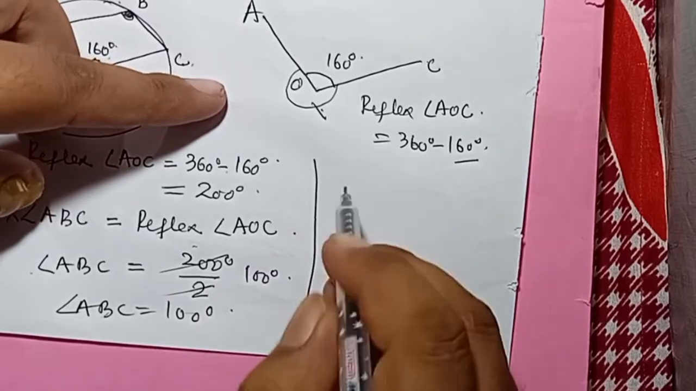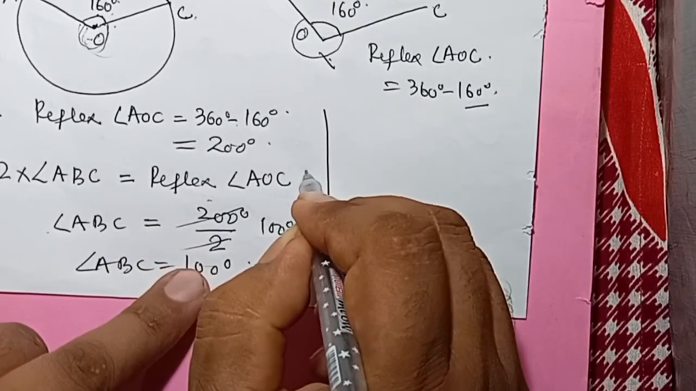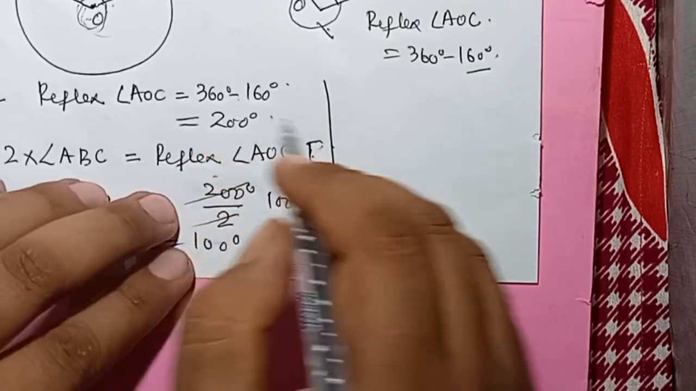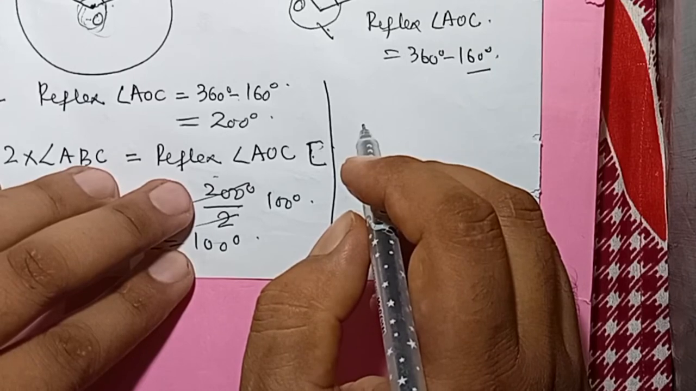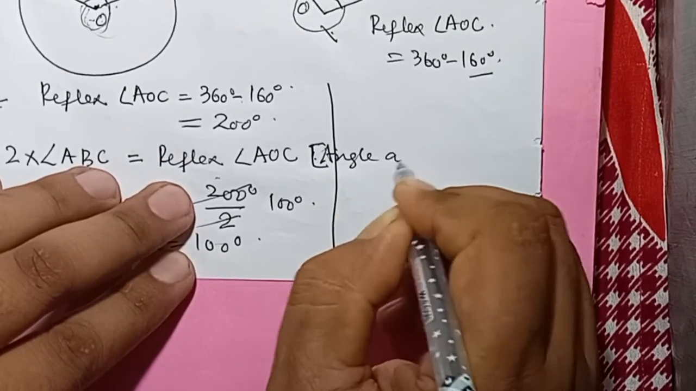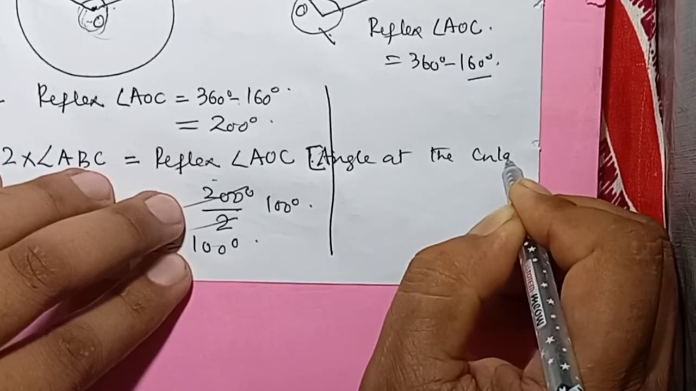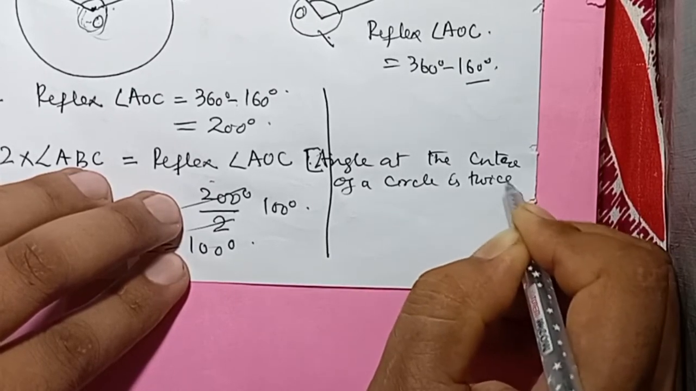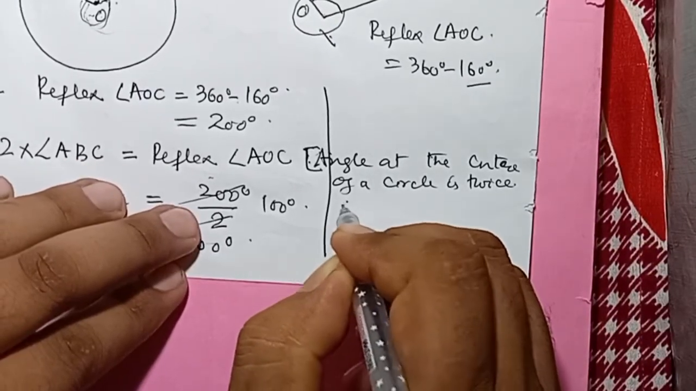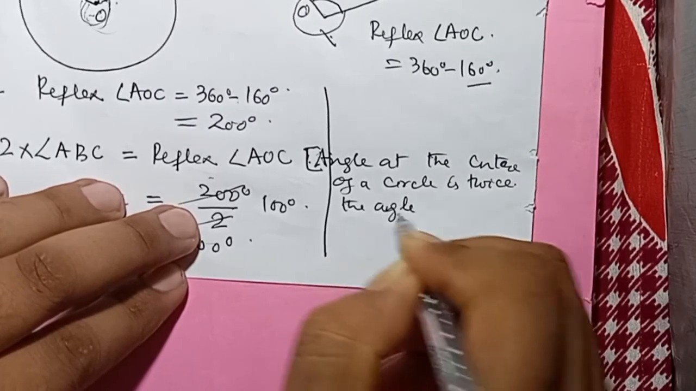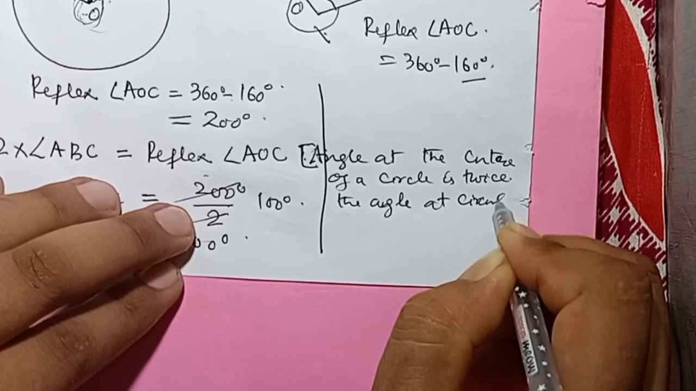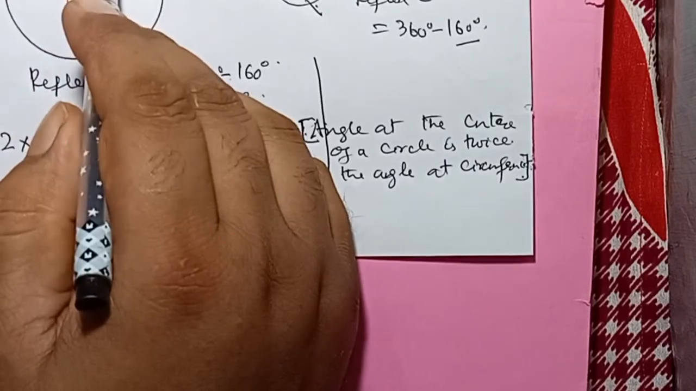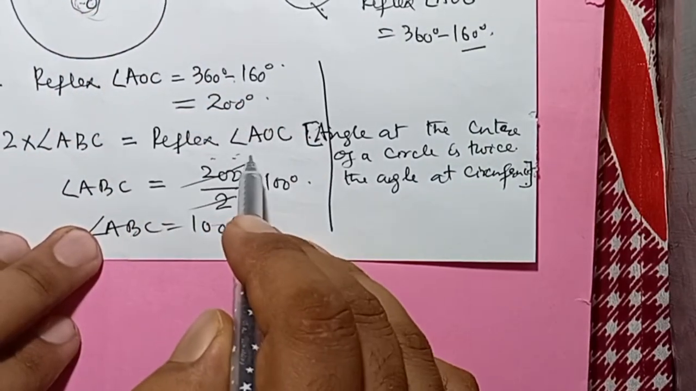In short, here you have to give the reason for this. What is the reason? The reason is: the angle at the center of a circle is twice the angle at the circumference. This is the reason for twice angle ABC being equal to reflex angle AOC.